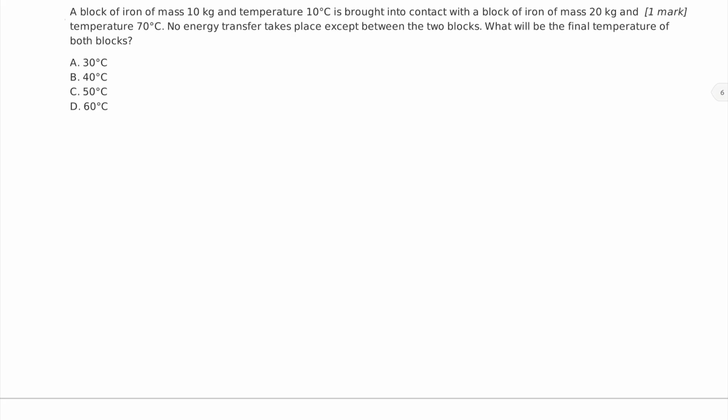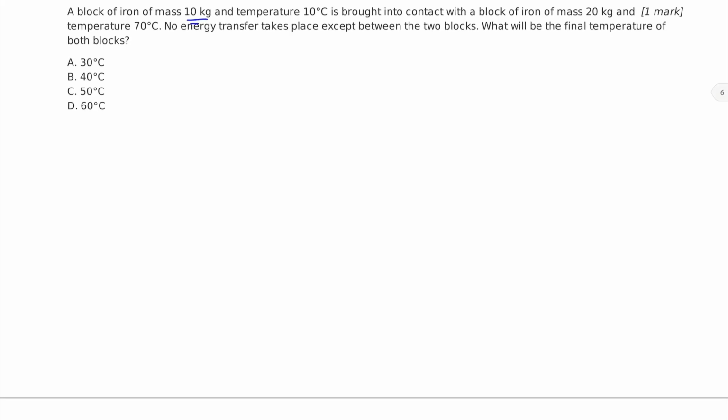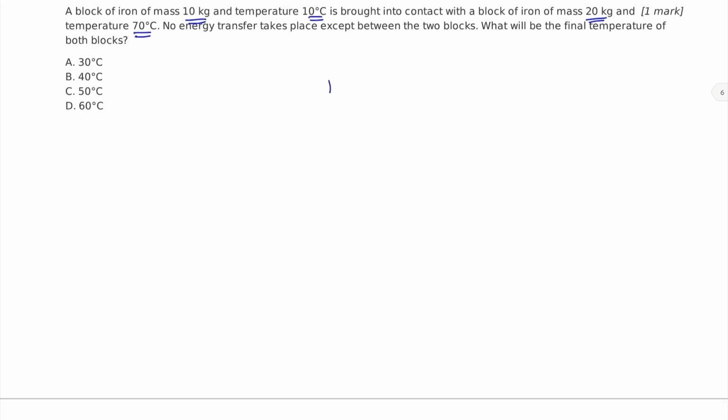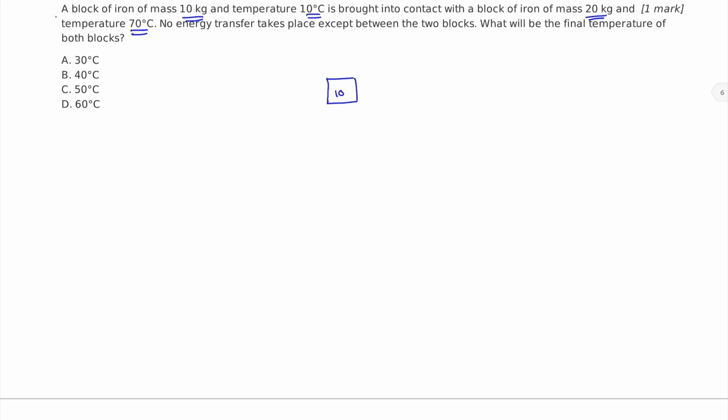D. A block of iron of mass 10 kilograms and temperature 10 degrees is brought into contact with a block of iron of mass 20 kilograms and a temperature of 70 degrees. No energy transfer takes place except between the two blocks. What will be the final temperature of both blocks? So we have a smaller mass, which is 10 degrees. We have a larger mass, which is 70 degrees. And this is 2 times the mass of mass 1.